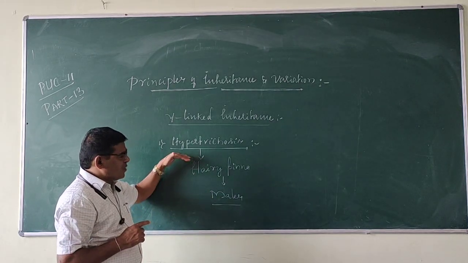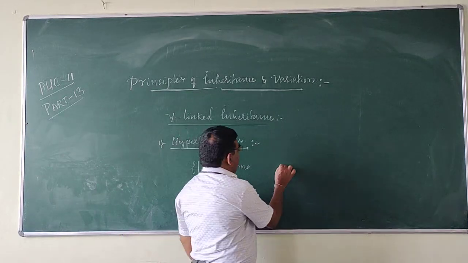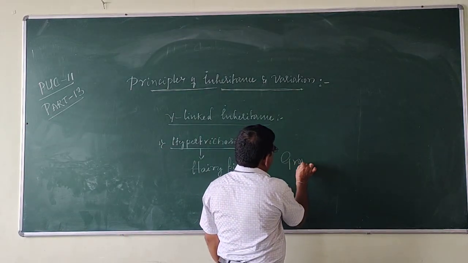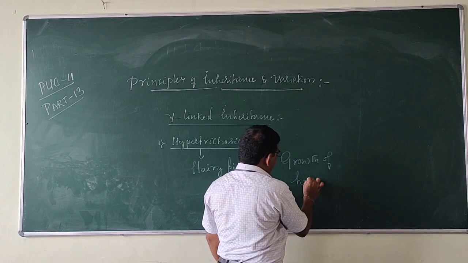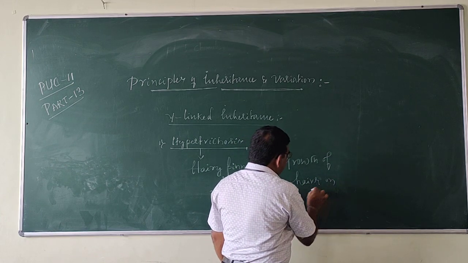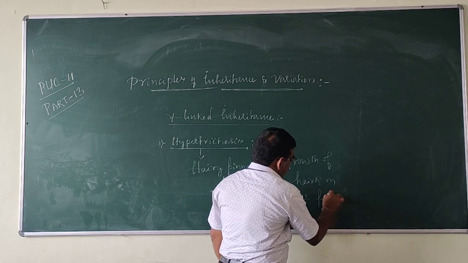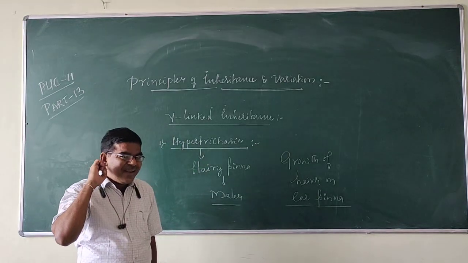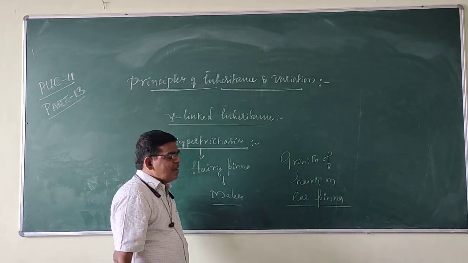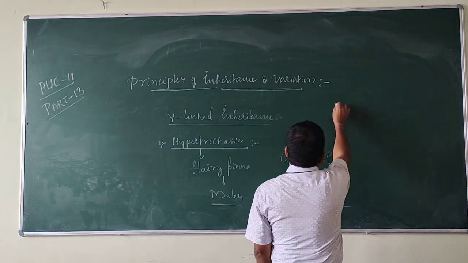So hypertrichosis is characterized by growth of hair on the external ear pinna. Growth of hair on the external ear pinna. This condition is called hypertrichosis. And one more is ichthyosis.